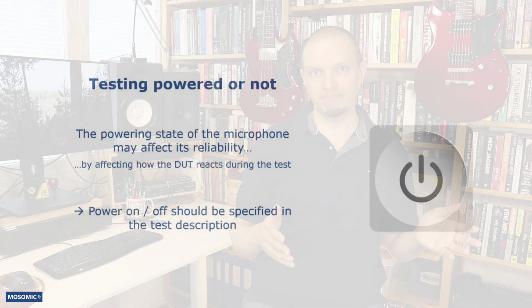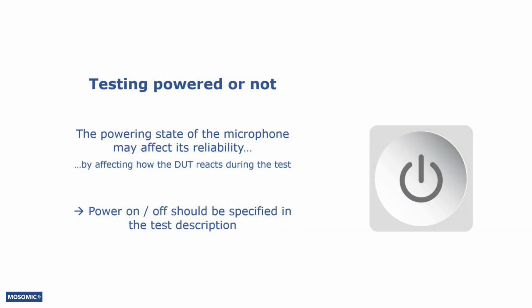Whether the microphone is powered on or not during the test can affect the results of both mechanical and environmental tests. Like I mentioned in the previous episode related to drop testing, the powering status of the component may affect the way a MEMS microphone reacts during the test, and thereby the results of the reliability test. Therefore, it should be specified in the test description whether the microphone is powered on or not.